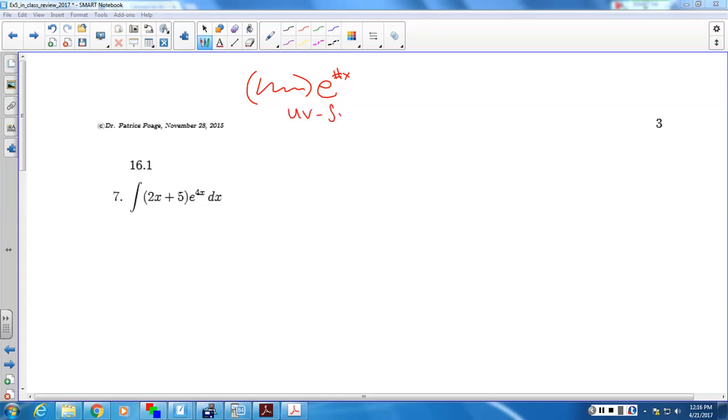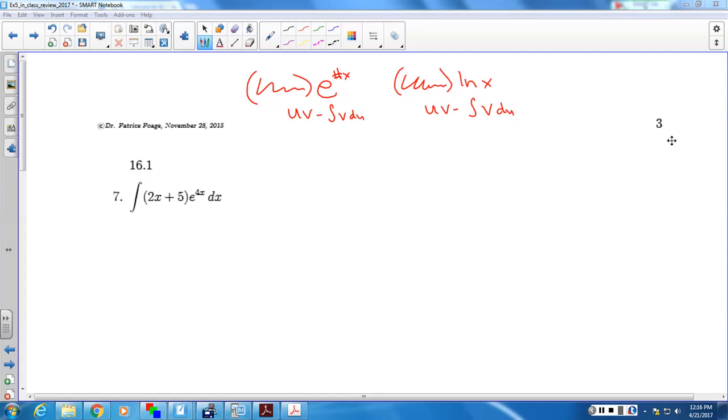Uv minus the integral of v du. Or if you have a natural log of x in the problem, and you have other stuff being multiplied to it instead of being divided by it, that's also going to be integration by parts. If the e is being raised to anything other than a number x to the 1, definitely not integration by parts. It would be a u substitution problem.